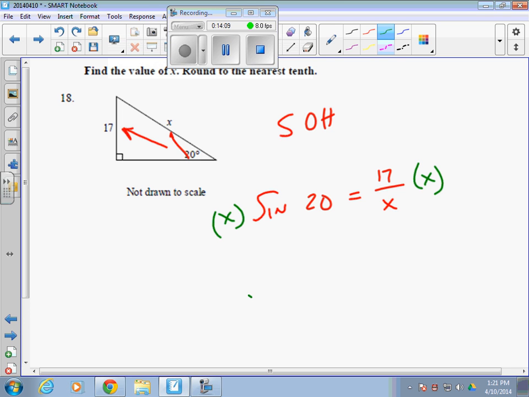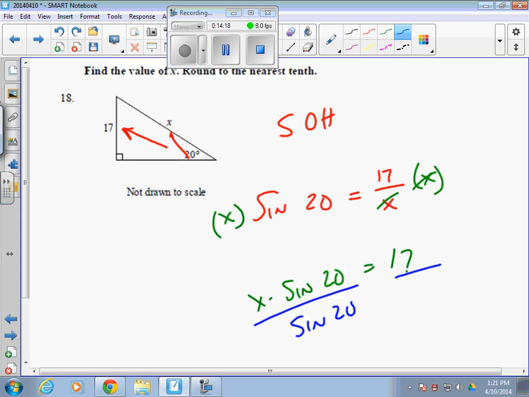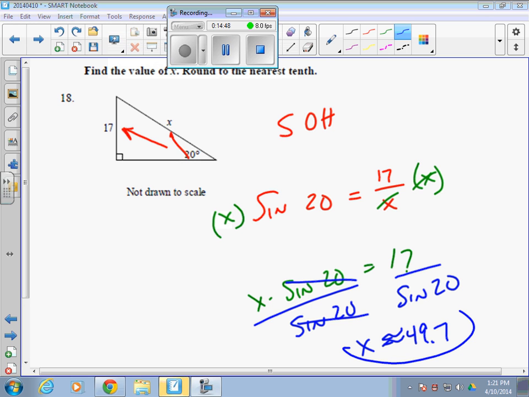Do it here. So x times sine 20 equals 17, since that will cancel. Just do one more step and divide by the sine of 20 to get it to the other side. Now you have x by itself. 17 divided by the sine of 20. You might have to close your parentheses right here. I got 49. Let me check this real quick. Yeah, it came out the same. So x's value is approximately 49.7, rounding to the nearest tenth. 49.7 is the hypotenuse.